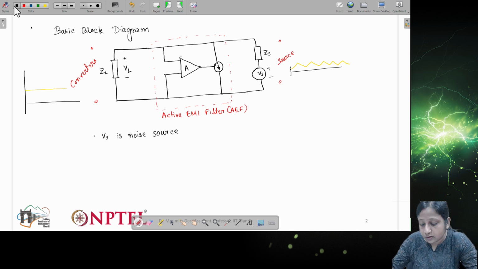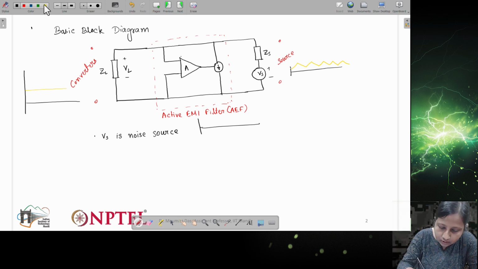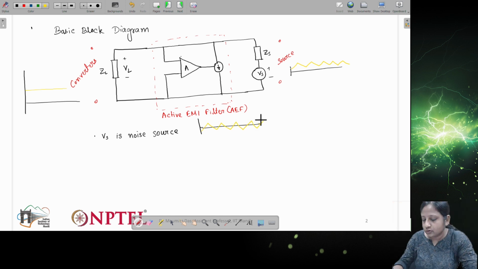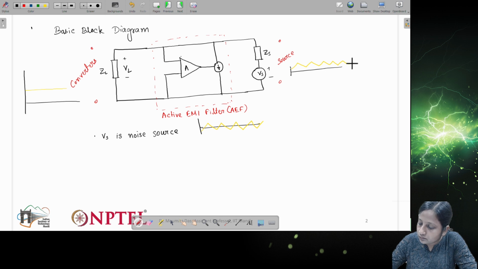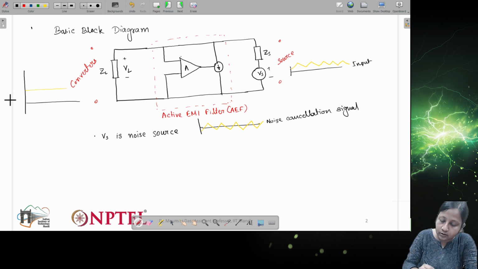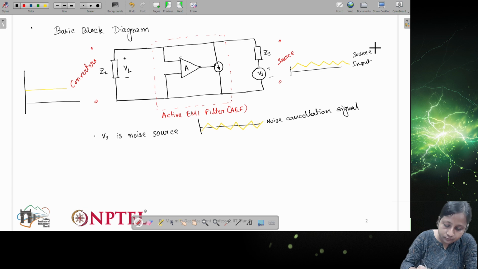Now what do we want this active filter to do? We want this active filter to provide a signal which will look like this. This is the noise cancellation signal. This is the input source. This is the noise cancellation signal, which will be in terms of current. And this is the source input, and this is the converter input.